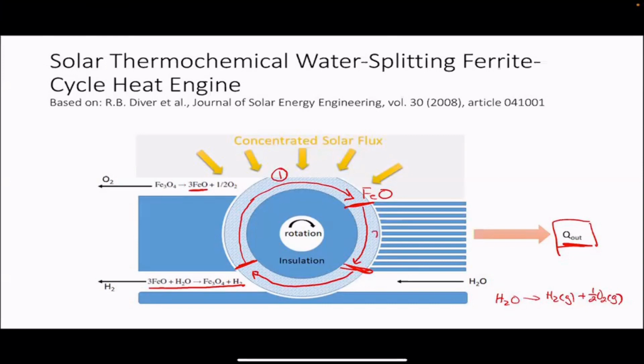Then we have a cooling step of FeO from a higher temperature to a lower temperature. And then we have a 3rd step where we introduce water into the system and we exothermically convert water and FeO to hydrogen and the magnetite phase, right? And we do this over and over again.